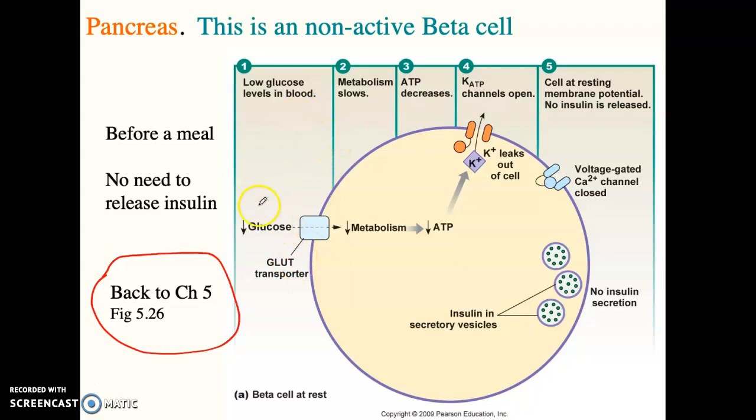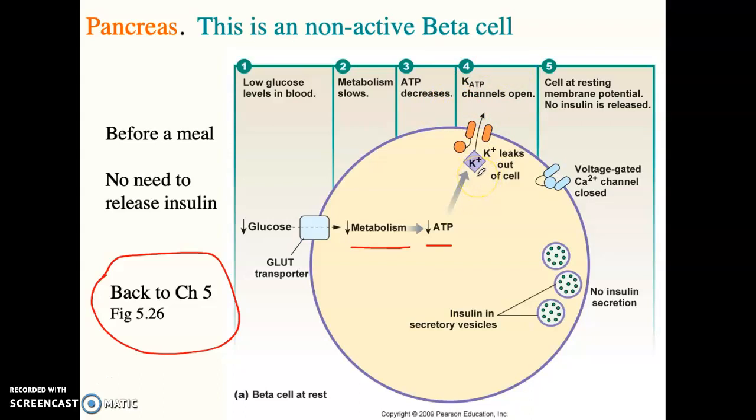In the event of low glucose in the blood, then the metabolism within the cell is going to slow because I have less glucose coming in. If I have less glucose coming in at the cell level, the metabolism is going to be relatively low, and the manufacturing of ATP is going to be relatively low in this cell, which is fine. With a decrease of this ATP, we're going to go on to step 4 now.